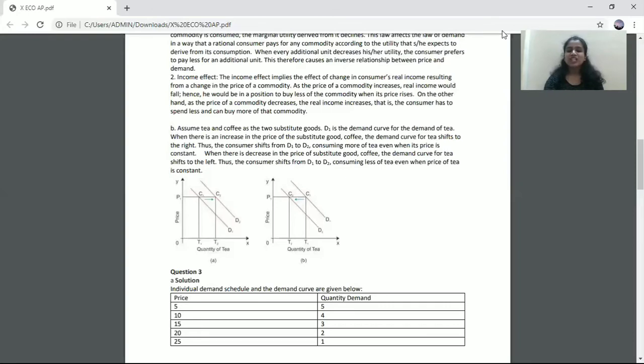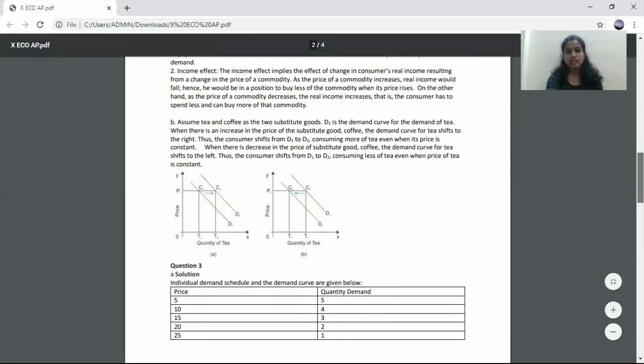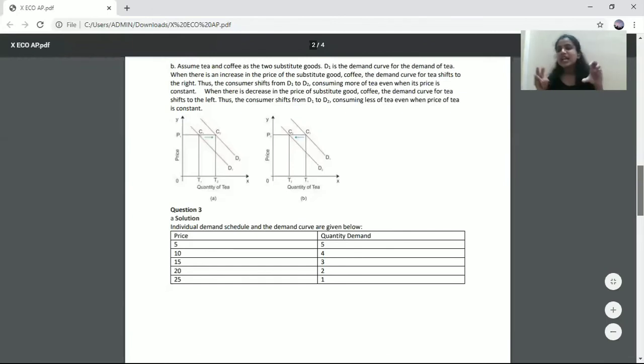Now moving on to the next question, that is question 3. Question 3a says, draw a demand curve with the help of a hypothetical individual demand schedule, which means you have to write about individual demand, right? So first of all, you will write what you understand by individual demand. Individual demand is nothing but the quantity of a commodity that is demanded by an individual at a particular price at a particular time. So you first write the meaning of individual demand, right?